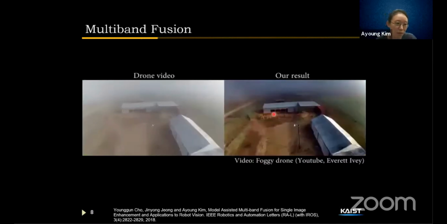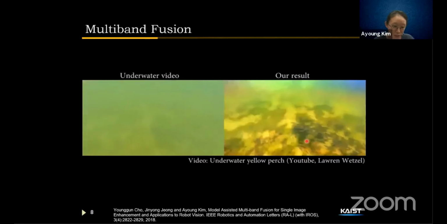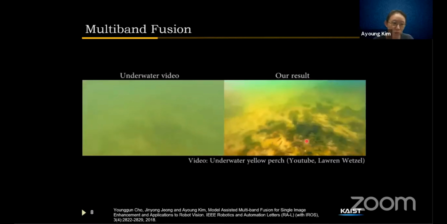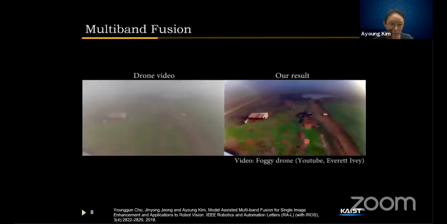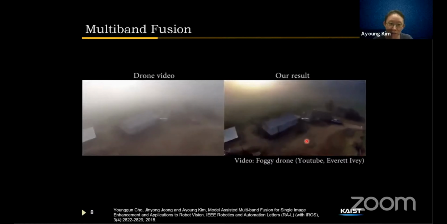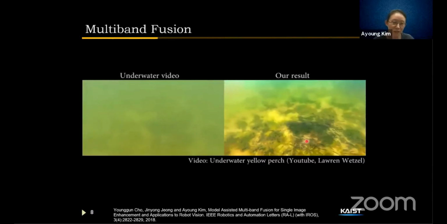When we were doing this, we focused on two things. First, the algorithm should be very fast, supporting 10 to 30 hertz so that the robot can operate. Secondly, in underwater, color information is not that meaningful.